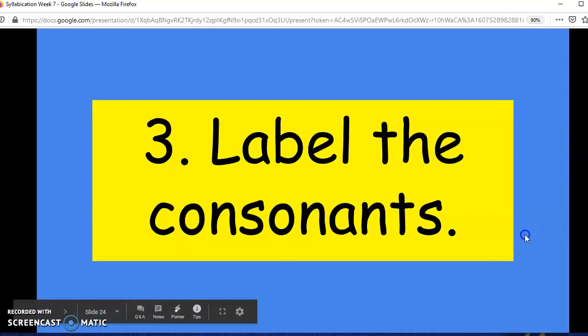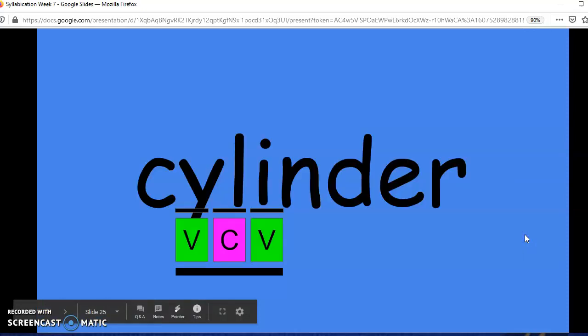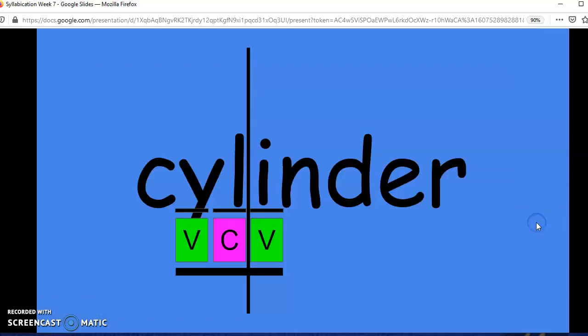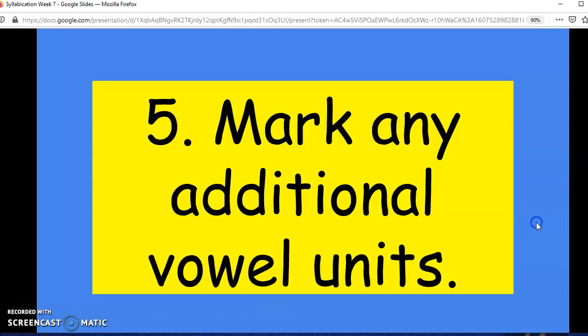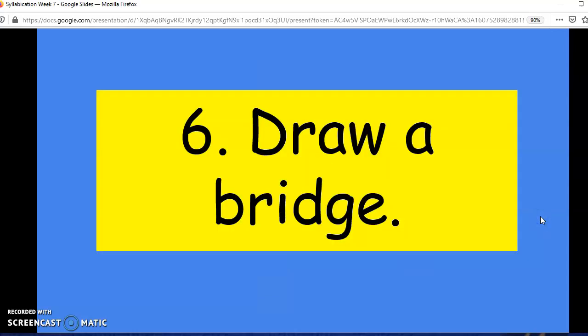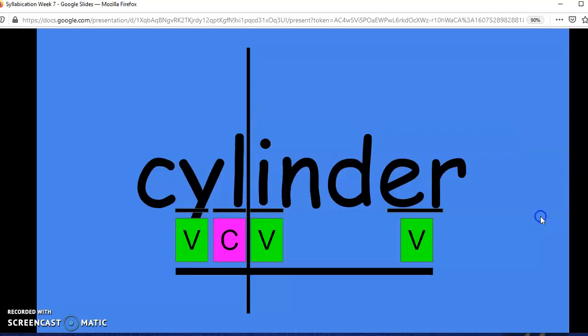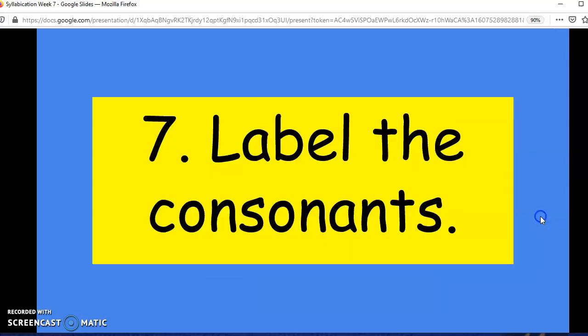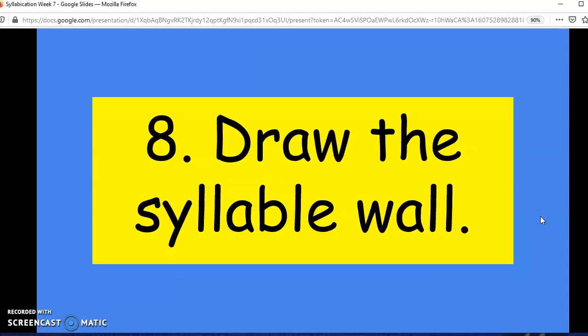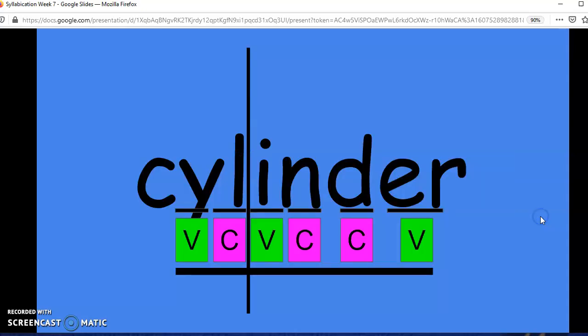Label our consonants. Draw our syllable division wall. Well, you might have noticed there's another vowel in this word, so we're going to go ahead and mark that vowel. We see ER. We're going to draw a new bridge. We're going to label our consonants. We're going to draw our syllable division wall.